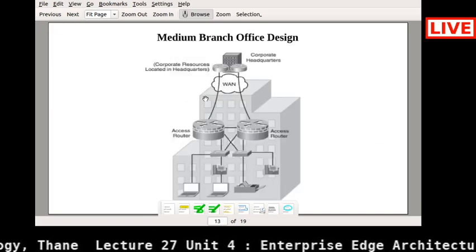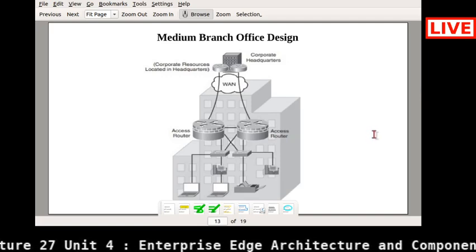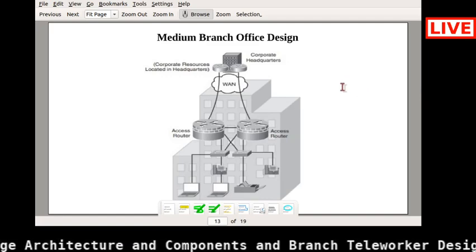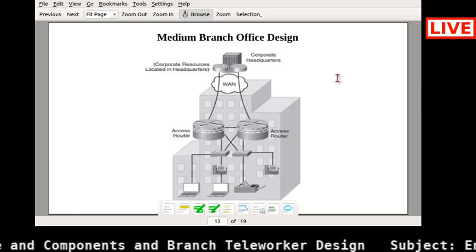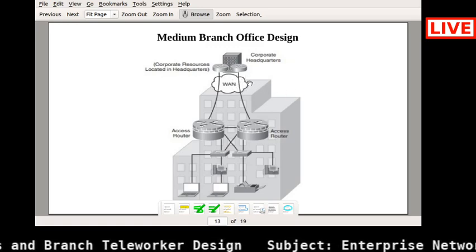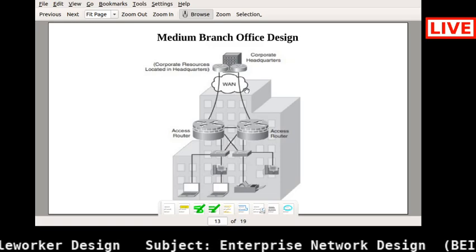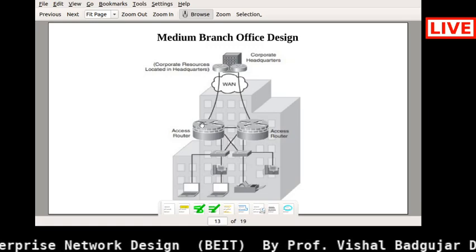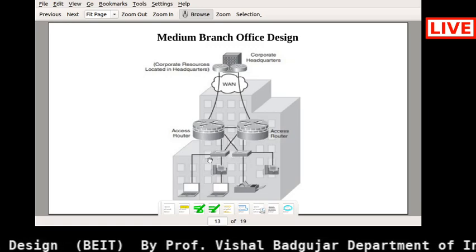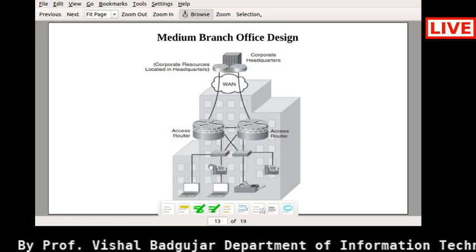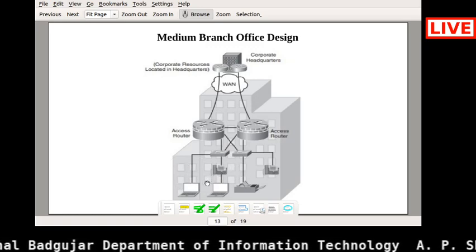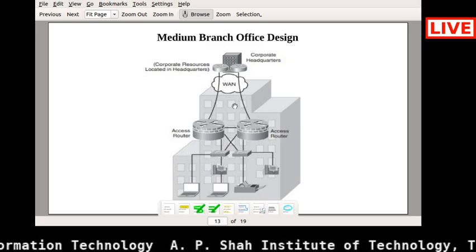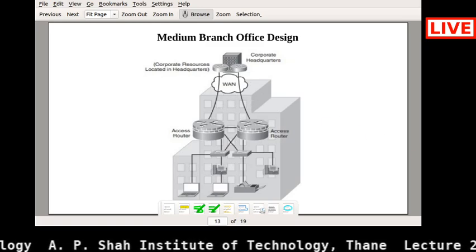And if you talk about medium branch offices, right? In the medium branch offices, the topology will be somewhat different. If you see here, some WAN edge devices we are going to use, right? Two different access routers I am going to use here, which will be connected to the access switches, and from these access switches we have LAN connectivity to all the end devices over here, right? So there is a different kind of structure in medium branch office design, if you see, right?